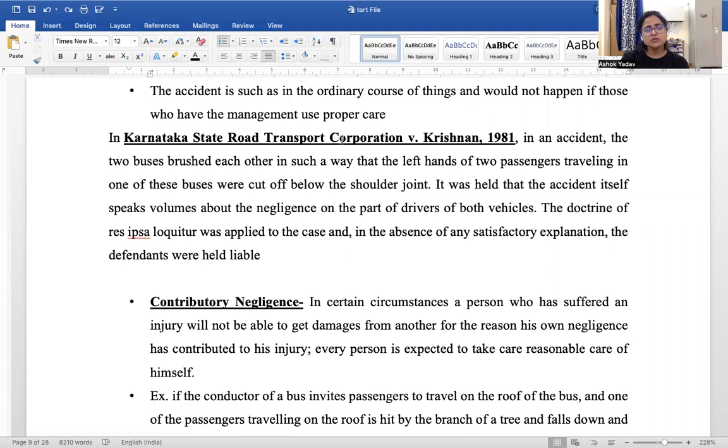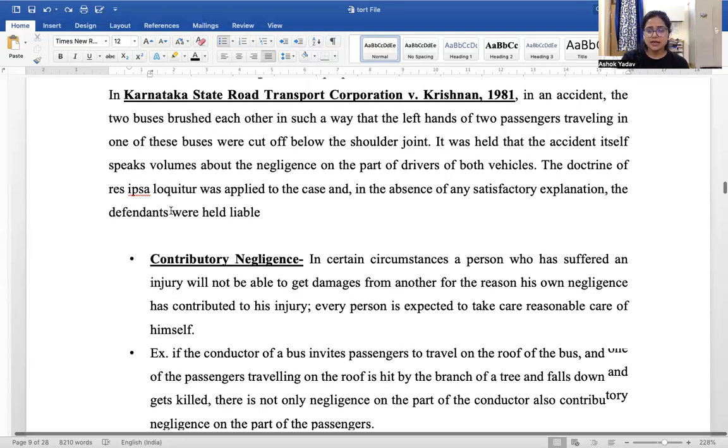Karnataka State Road Transport Corporation versus Krishnan, 1981 case. In an accident, two buses rushed each other in such a way that the left hands of two passengers traveling in one of these buses were cut off below the shoulder joint. It was held that the accident itself speaks volumes about the negligence on the part of the drivers of both vehicles, right? So the doctrine of res ipsa loquitur was applied to the case, and in the absence of any satisfactory explanation, the defendants were held liable.